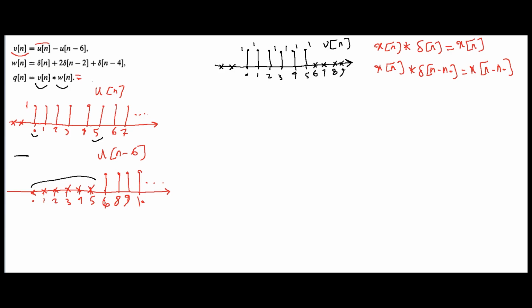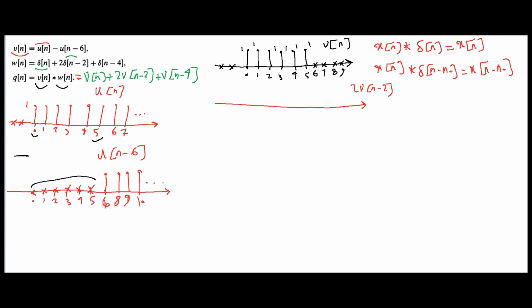Using these properties, we can write q[n] as follows. The convolution of v[n] with delta[n] is simply v[n]. The convolution of v[n] with 2 delta[n-2] is equal to 2v[n-2]. The convolution of v[n] with delta[n-4] is equal to v[n-4]. Therefore, we only need to determine v[n], 2v[n-2], and v[n-4], and then add them together. We already have v[n].